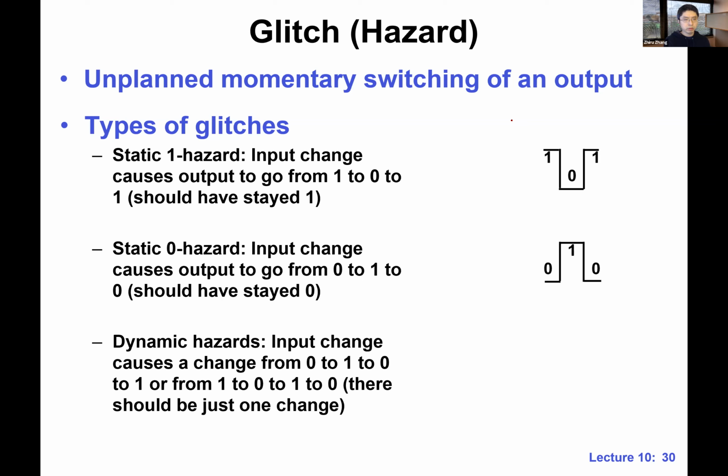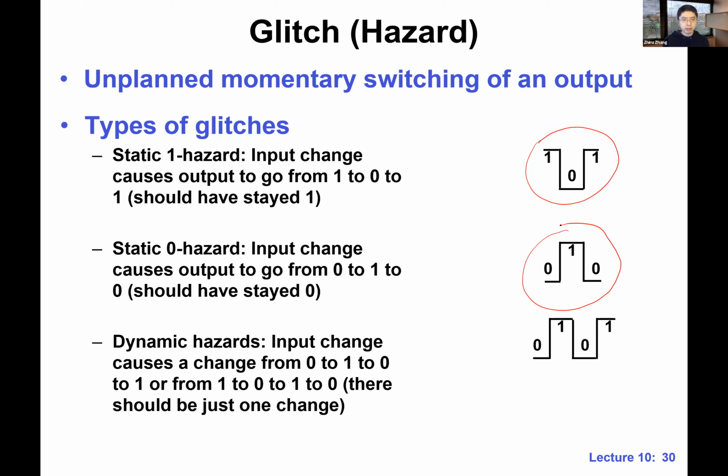Usually we have three kinds of glitches. There's something called type 1, static 1 hazard. This is where the output is supposed to stay at high, or 1, all the time, but somehow there's this dip. This is a transient, a temporary dip to 0, and then it goes back to 1. This is called the static 1 hazard. And similarly, we have this static 0 hazard. This is where the output was supposed to be 0, but there's this spike to 1. Again, temporarily. So this is a transient.